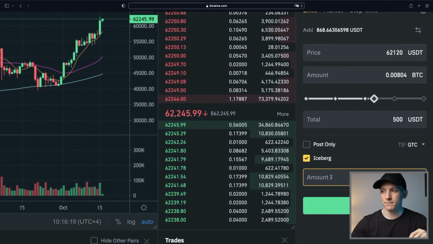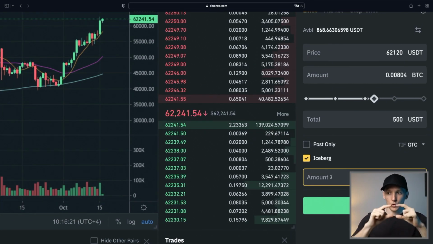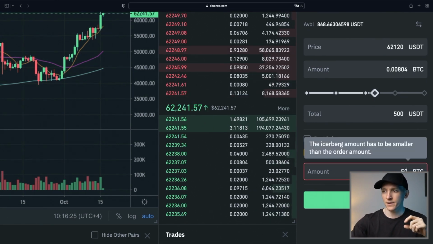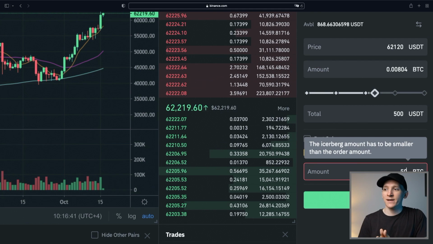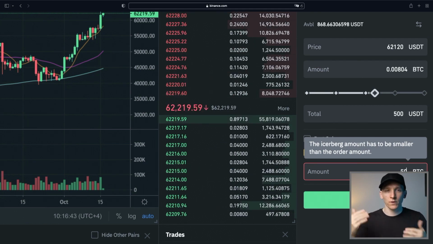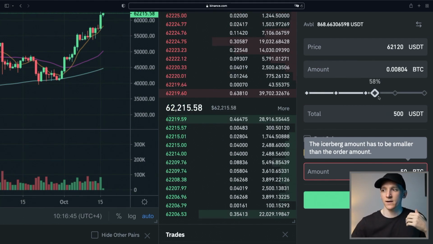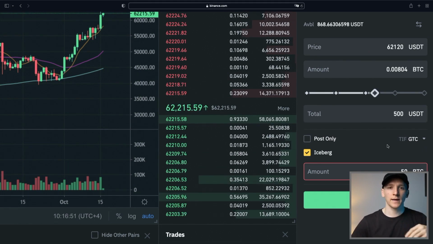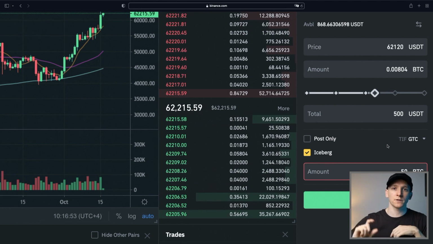So what does that actually mean? Put in the amount that you want to show the market. So we have this amount right here. So let's say 50. It says that the iceberg amount has to be smaller than the order amount. So what's that telling us? Yes, it's essentially going to take our $500 order, and it's going to split it into $50 orders, and it's only going to show those to the market one by one.